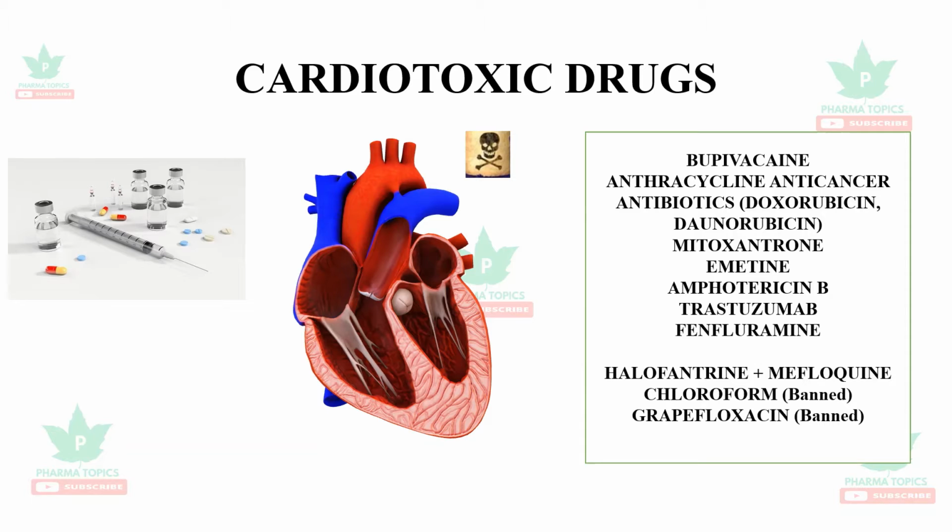So this is the list of drugs: bupivacaine, anthracycline, anti-cancer antibiotics like doxorubicin, daunorubicin, mitoxantrone, emetine, amphotericin B, trastuzumab, and fenfluramine. Some of the combinations also cause cardiotoxicity. One is halofantrine with mefloquine, which is an anti-malarial drug, and some of the drugs are banned because of the cardiotoxicity. The classical examples are chloroform and grepafloxacin.